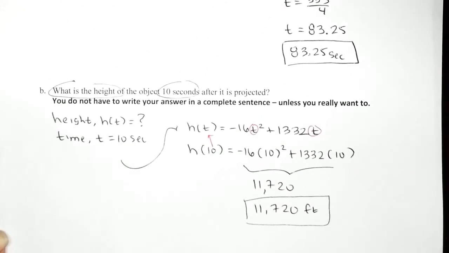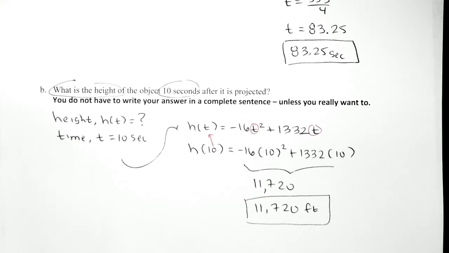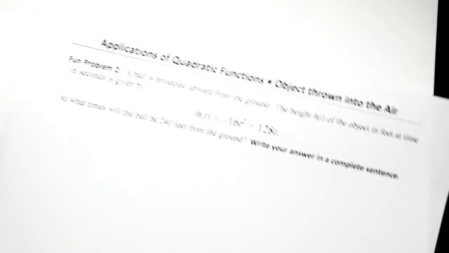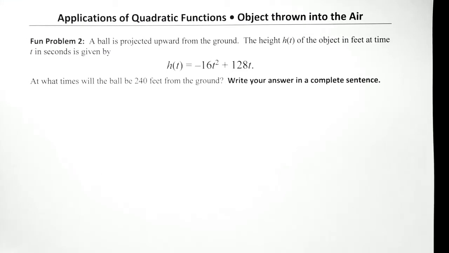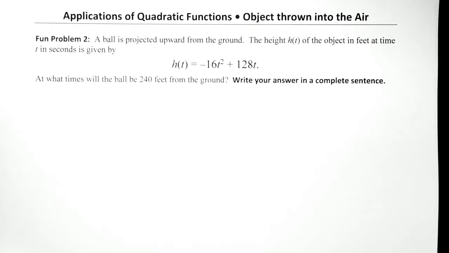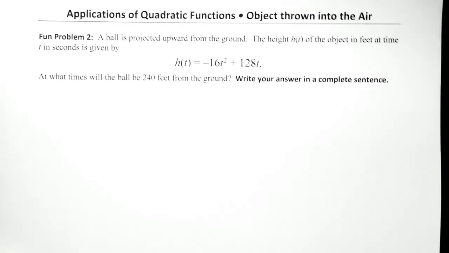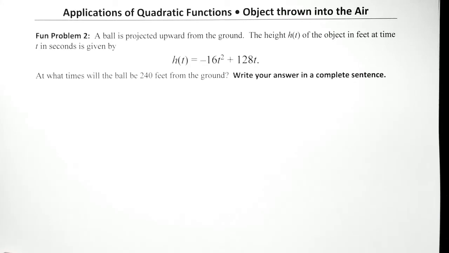Fantastic. So today I said we were going to do 2 problems. This is our first problem. Let's go ahead and knock out our second and final problem. Okay, so fun problem number 2 reads, a ball is projected upward from the ground. The height h of t of the object in feet at time t in seconds is given by, you can read, h of t equals all that good stuff.